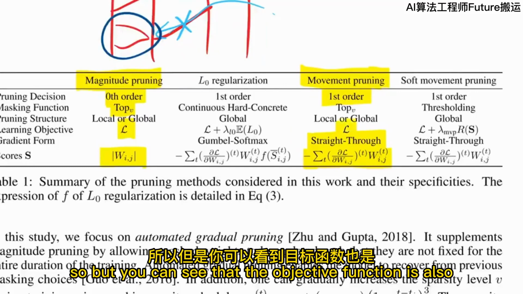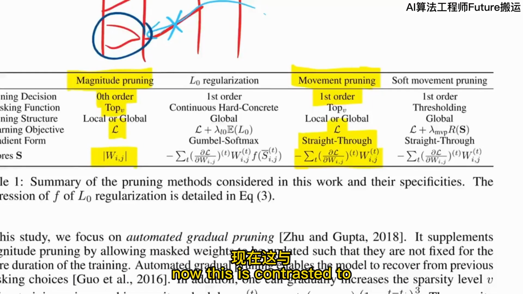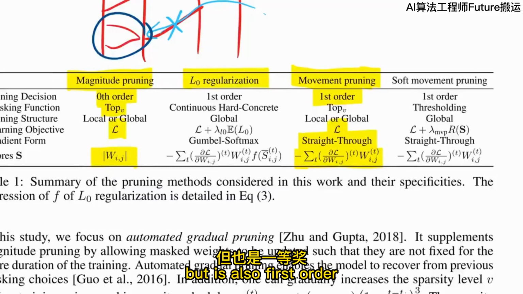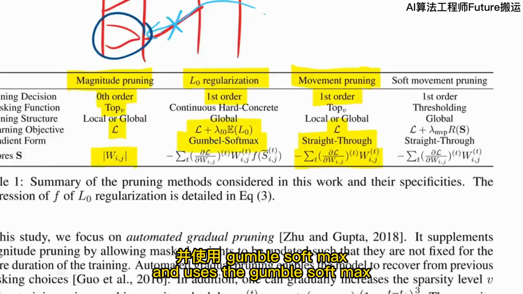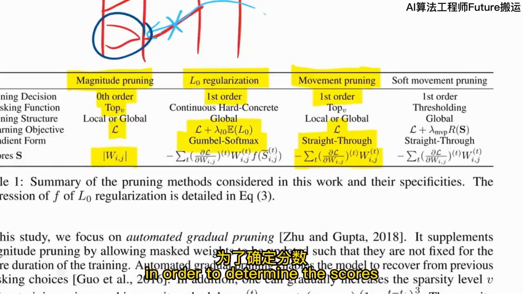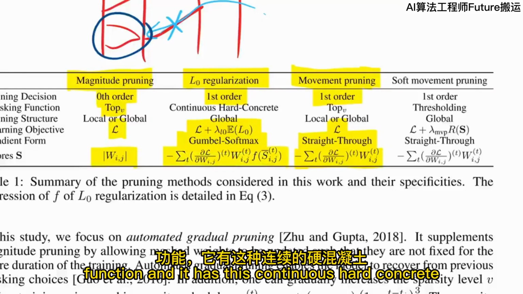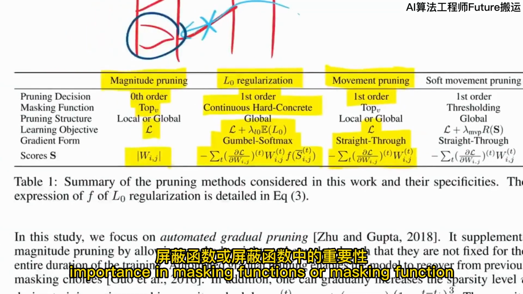But you can see that the objective function is also the actual loss function. Now, this is contrasted to a baseline called L0 regularization, which is quite similar, but is also first order, but has this sort of regularizer right here and uses the Gumbel softmax in order to determine the scores. And as you can see, it also has a different score function, and it has this continuous hard concrete importance masking function.